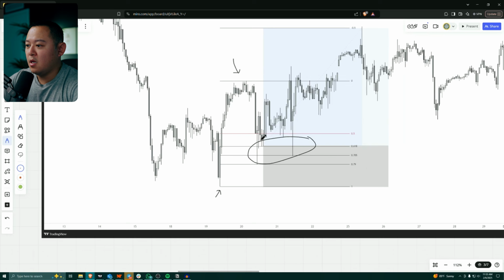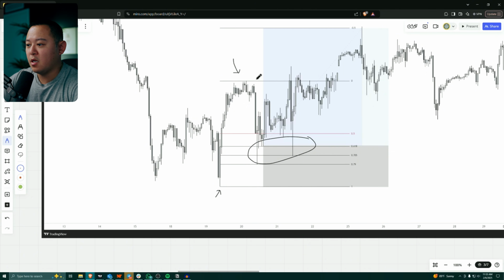Now, this actual entry model can work really well with limits if you're not trying to be in front of the charts all the time and you just want to be able to set your limits and stops and targets and just walk away. So what we're going to end up doing is entering long on a buy limit and placing our stop loss outside of the range.